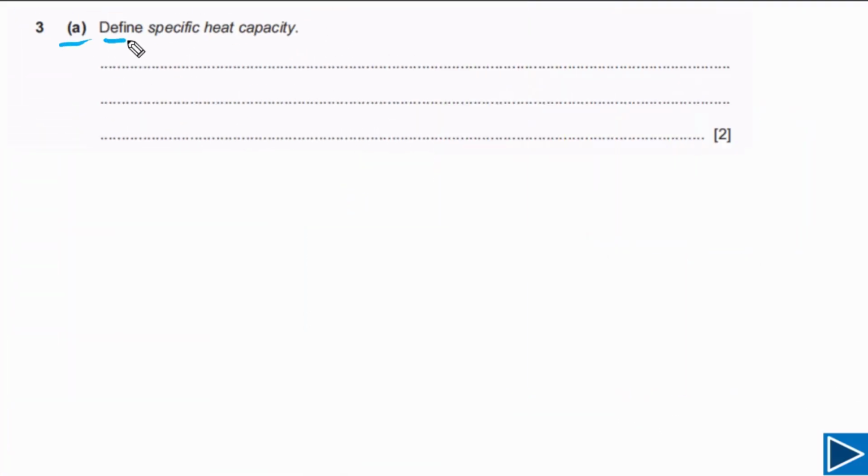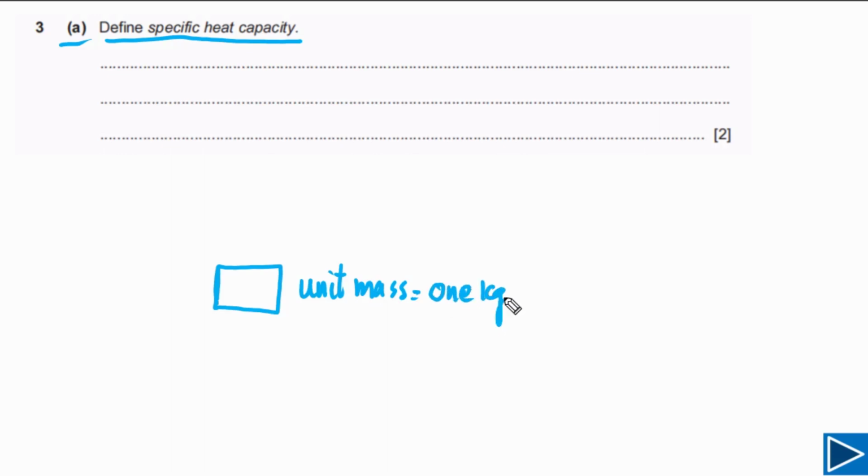For part A, we need to define specific heat capacity. First of all, let's try to understand what specific heat capacity is. Imagine that we have unit mass of any substance. When we talk about unit mass, it simply means that we are talking about 1 kg in SI units. So unit mass in SI units simply means 1 kg.